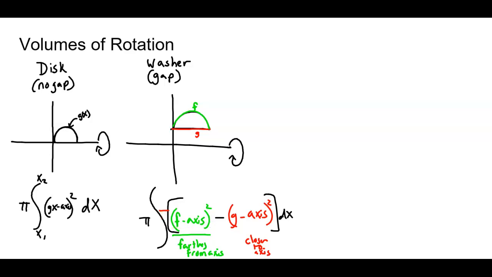So the best thing to do is just to go ahead and put the pi out here, and you can avoid that issue. Because the pi actually applies to the whole thing, not just the first one. Okay, so that is that. Now, of course, this can be done with respect to y. So these are for horizontal axes of rotation.